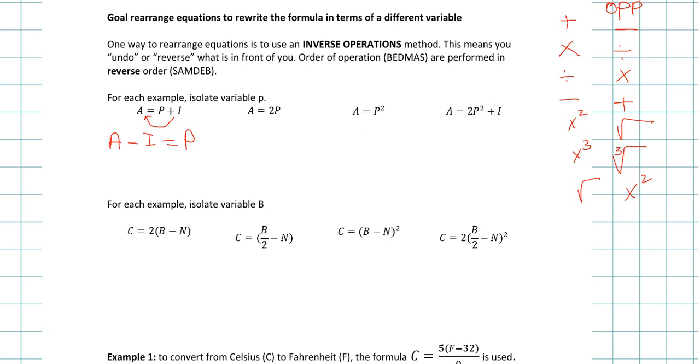So I have A equals 2P. If I want to isolate for P, what do I do? What's happening between the 2 and the P? Multiplication. So I have to bring the 2 over. It becomes division, because the opposite of multiplication is division. So that's going to be A divided by 2 equals P. Yes?